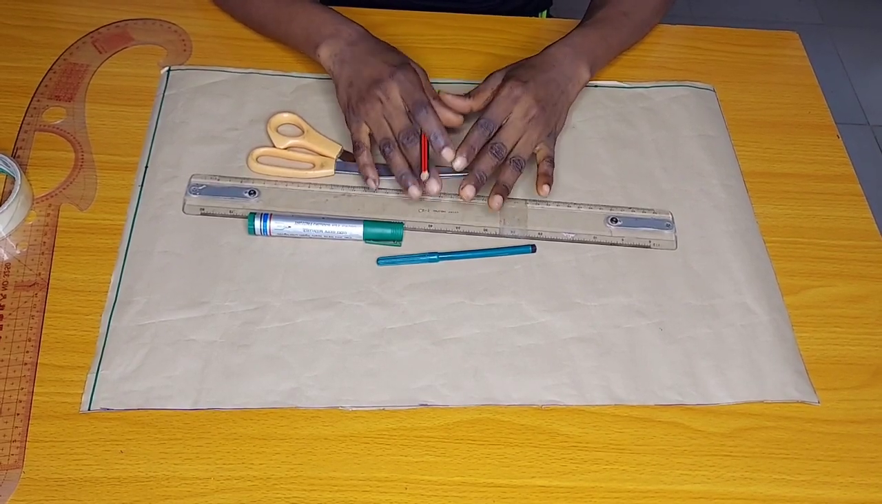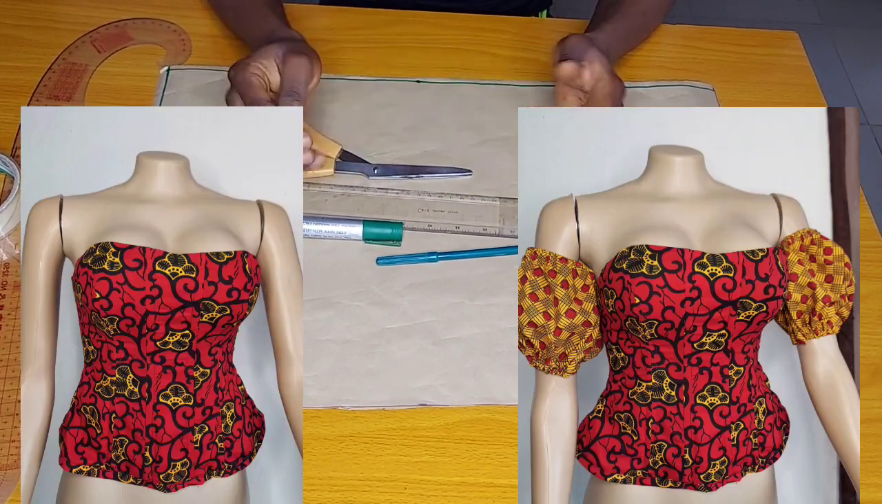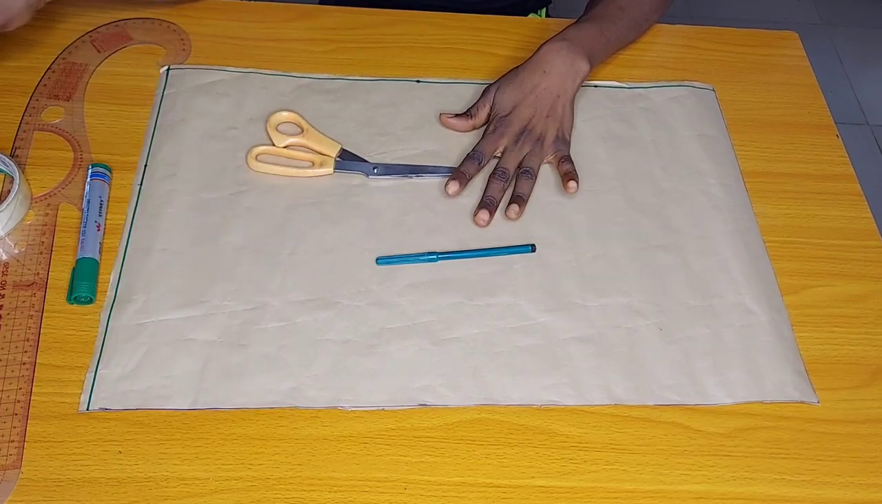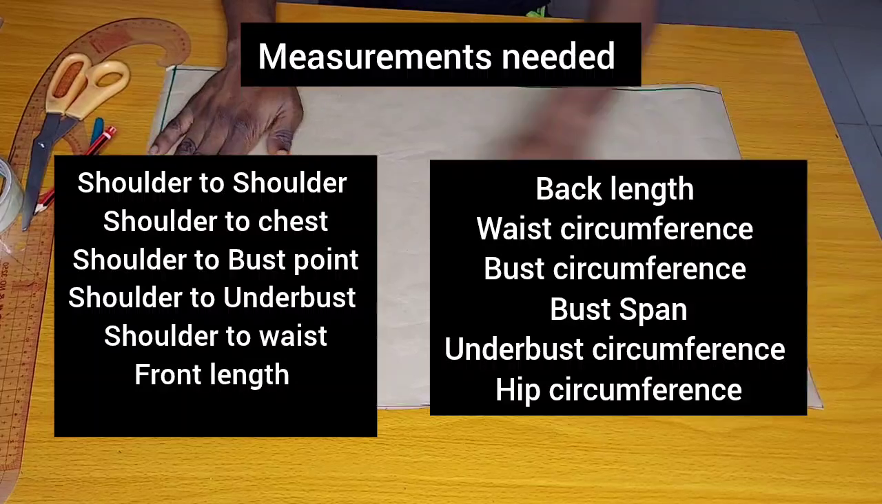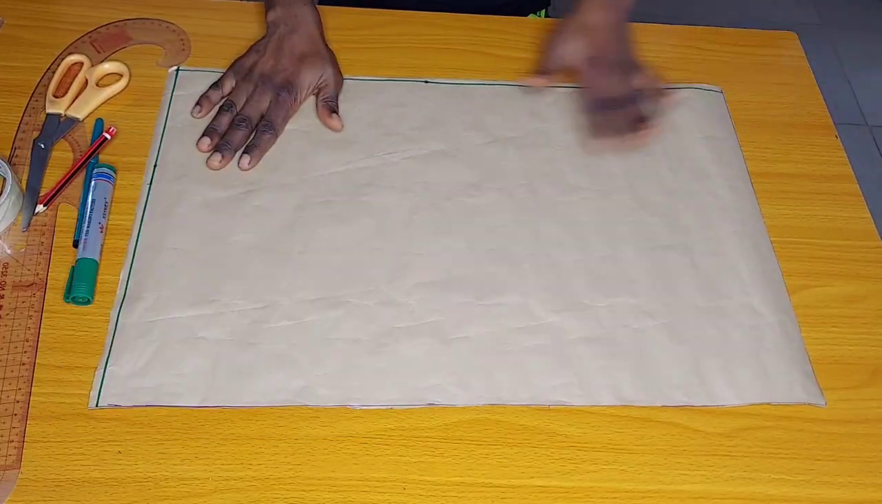Today on the channel we are going to be learning how to draft a Victorian corset pattern. So after that, now you get your basic bodice measurement, which includes what I have on the screen. Then we are going to start by drafting a full scale bodice block.